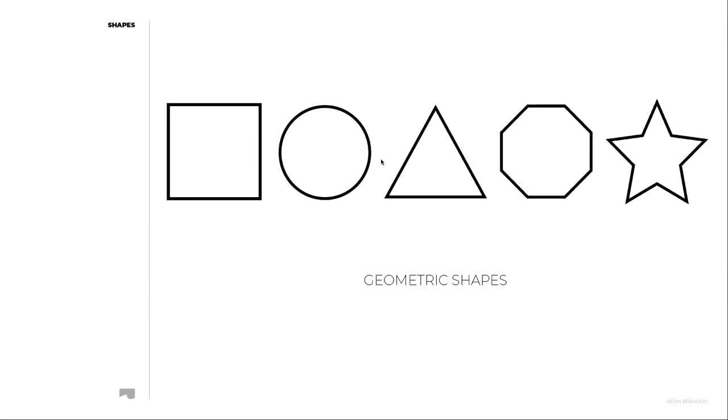I can also change these shapes as well. So I've got the square, circle, triangle. I can create a stop sign using the polygon. I can also create that star shape. And these are all the geometric shapes that are just available to you in all the applications.